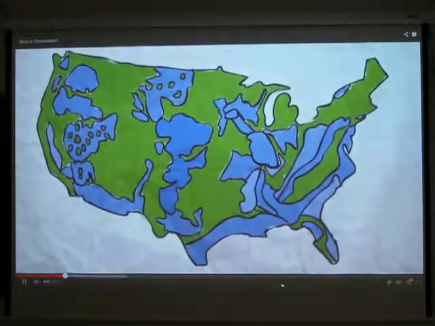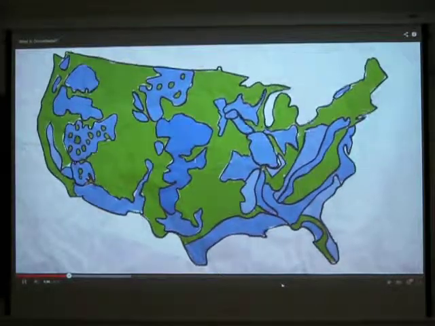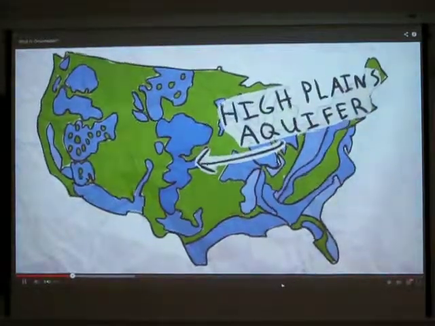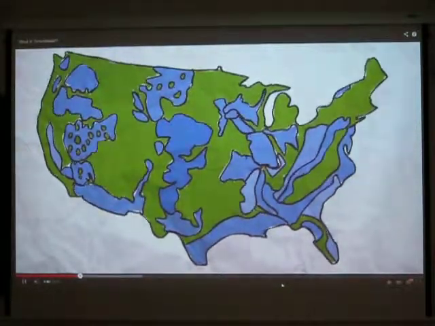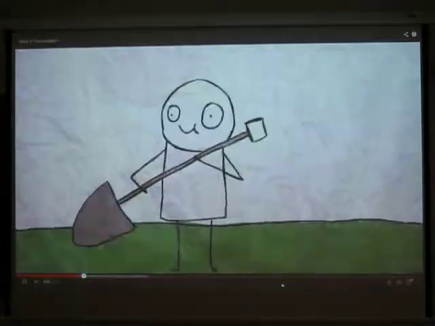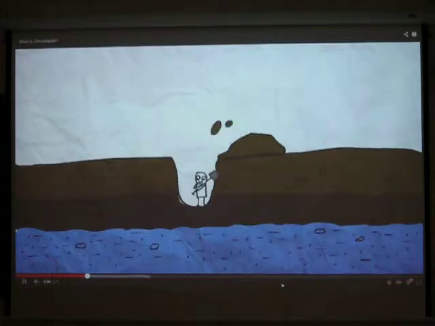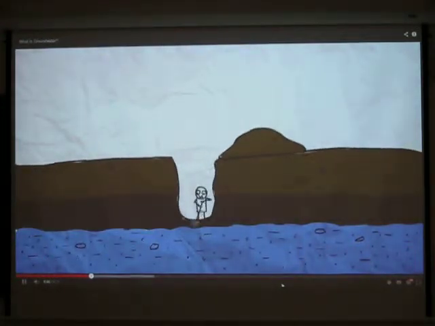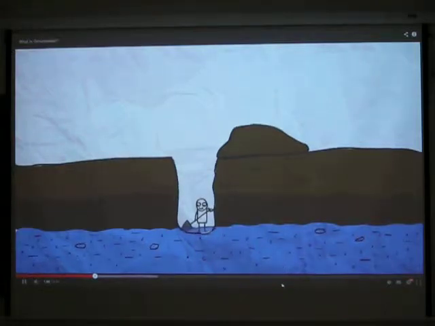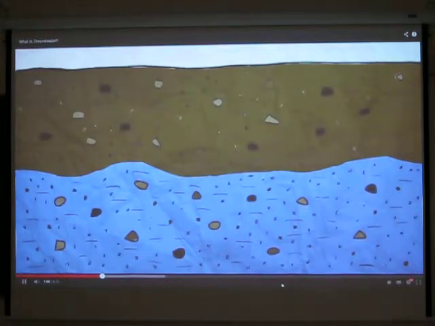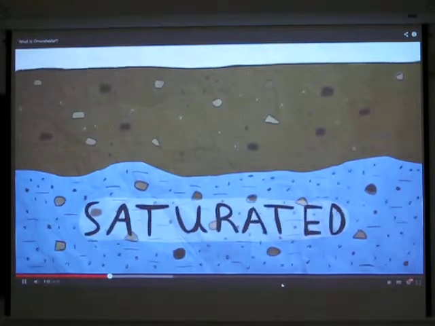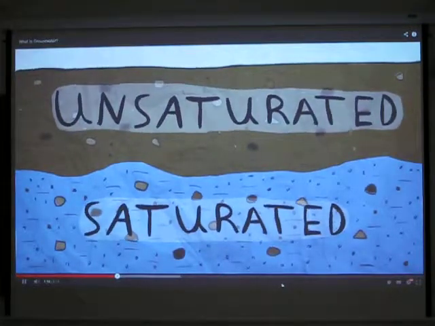There are huge aquifers all across America. The biggest is the High Plains Aquifer, which covers 174,000 square miles right in the middle of the country. Anything that big deserves a closer look. Let's say you could grab a shovel and dig straight down through the soils to an aquifer. The level underground where you first hit groundwater is called the water table. Below the water table, the ground is completely soaked or saturated with water, which is why this area is called the saturated zone. The area above the water table is called the unsaturated zone.